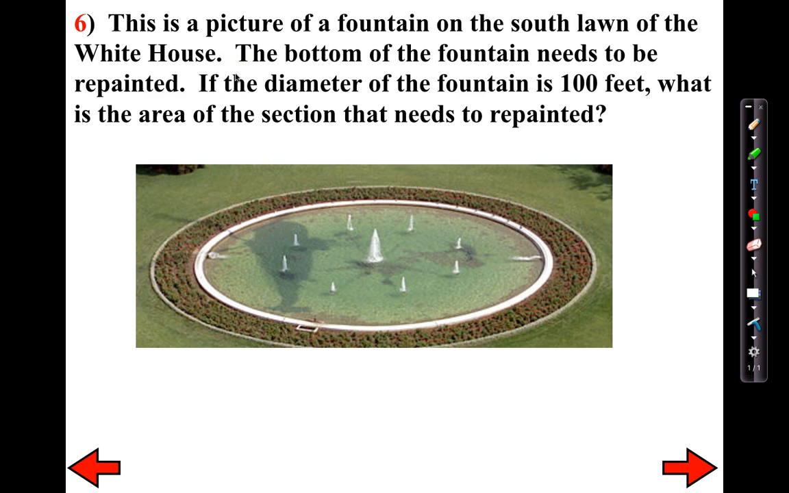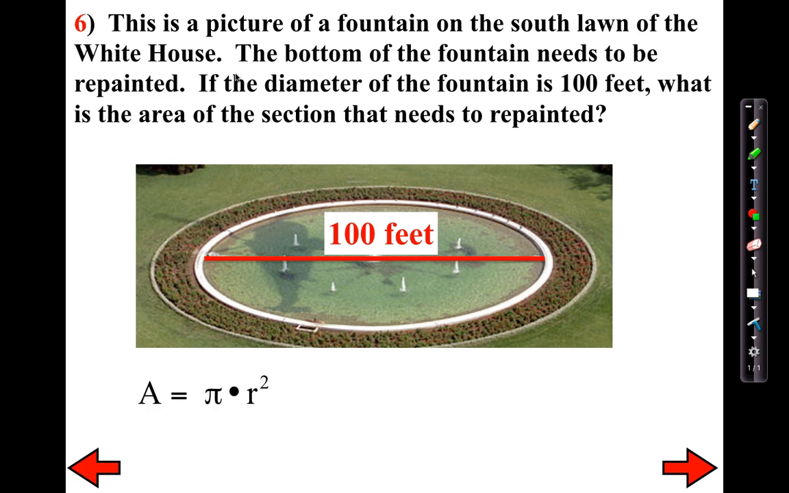So what I'm going to do first is write down what I know. They did tell me that the diameter is 100 feet, so I'm going to go ahead and draw that line to represent that this is 100 feet. In order to determine the area, let's remind ourselves the formula is pi times r squared. I'm going to need to know the radius.